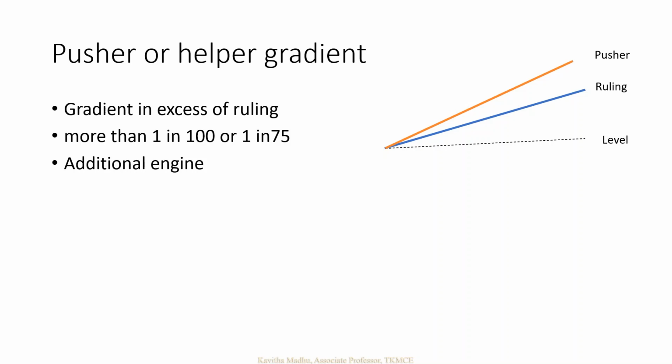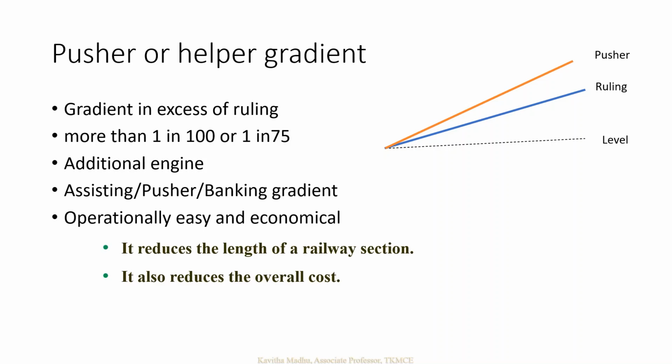Instead of limiting the train load for the entire section, it is easier and more economical to run the train on the basis of the maximum load that the engine can carry, and only on the portion where the gradient is more than that, we can provide a pusher engine, or an additional engine. Thereby we can reduce the overall operational cost. This type of gradient is known by the name assisting gradient, pusher gradient, or backing gradient. It makes operation easier and more economical.